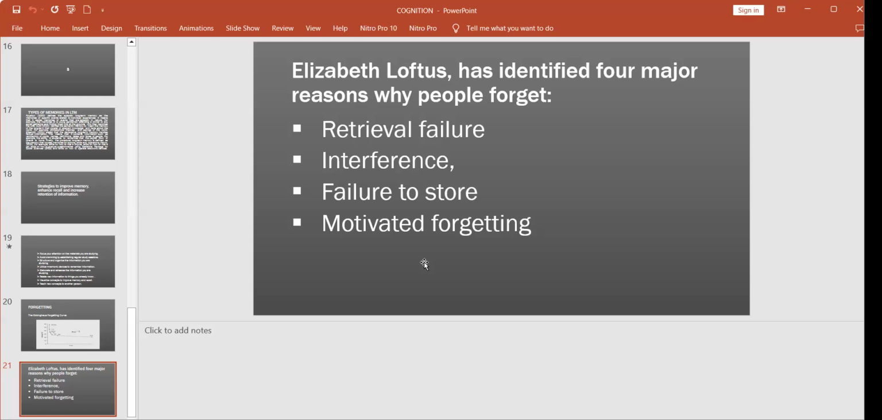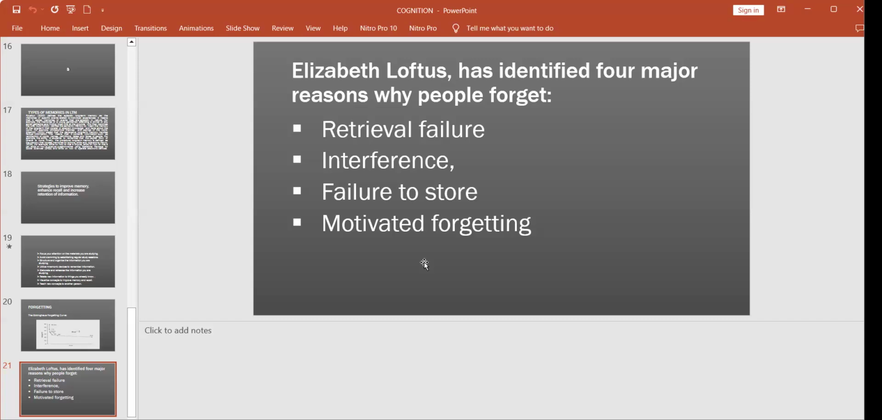According to Elizabeth Loftus, there are 4 reasons for forgetting: retrieval failure, interference, failure to store, motivated forgetting. So these are the 4 reasons for forgetting as said by Elizabeth Loftus. We will take one by one.